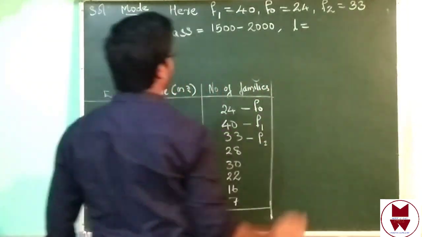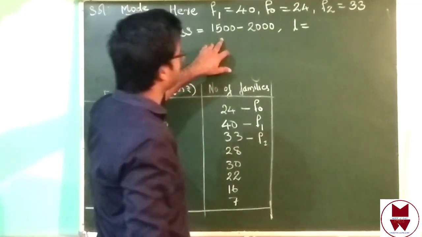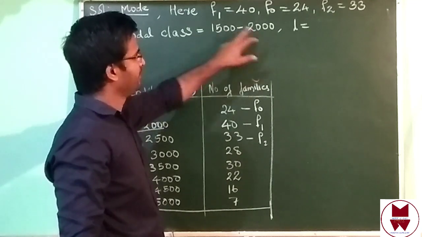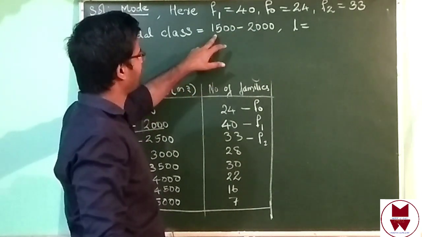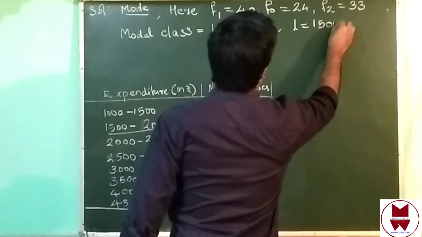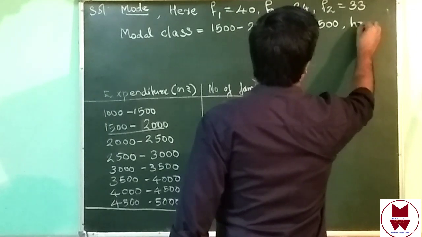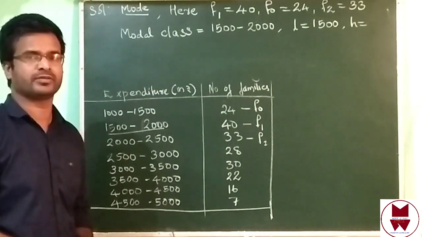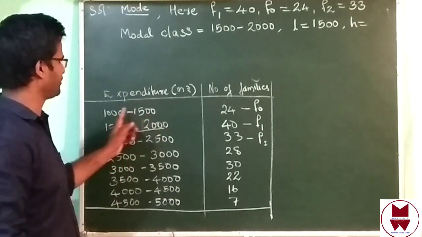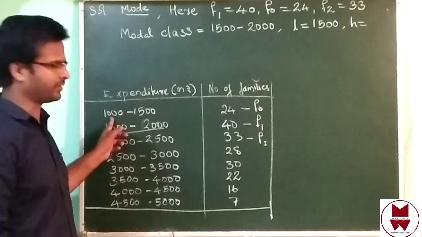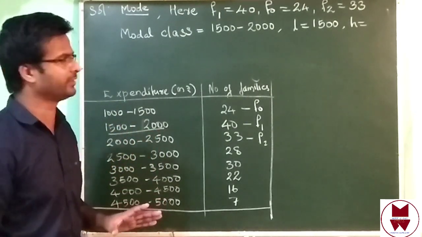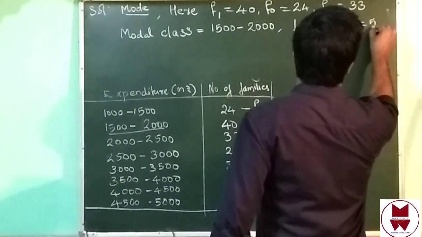Therefore, L means lower limit of modal class. Which one is the lower limit? 1500. This 2000 is known as upper limit. 1500 is lower limit. We can write L equal to 1500. H equal to class width. How can you find out class width? Difference between upper limit and lower limit. 1500 minus 1000, how much? 500, isn't it? Otherwise from here also 2000 minus 1500, you will get 500. That means our class width will be 500.